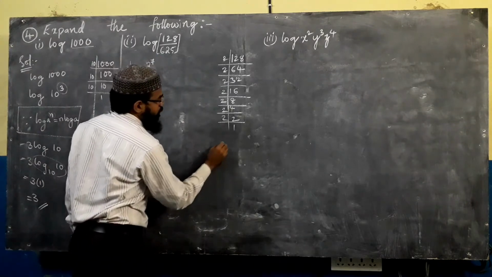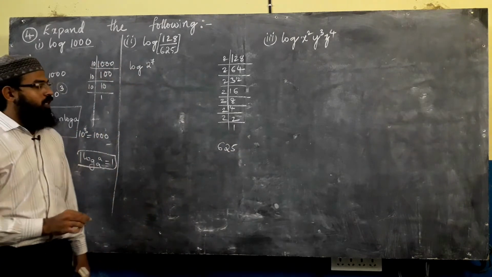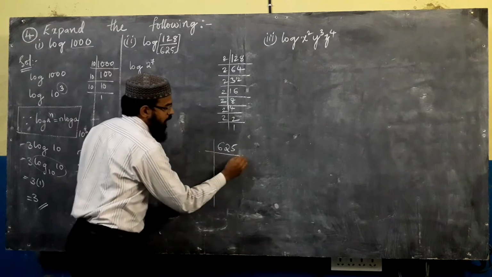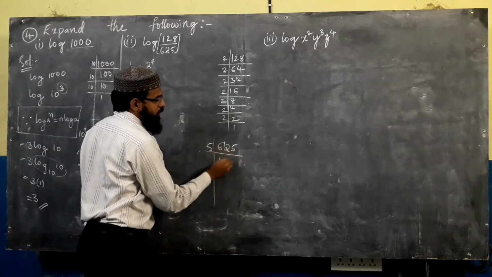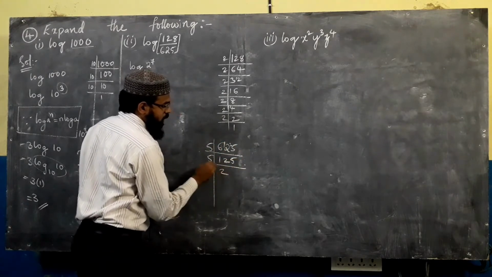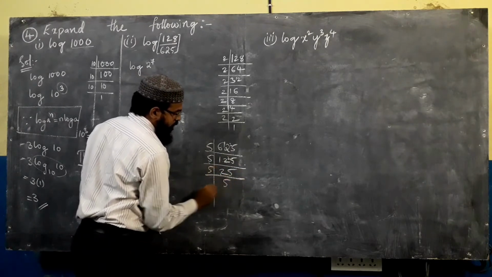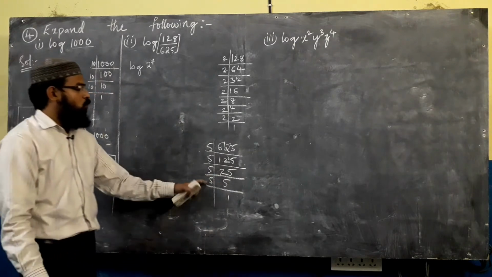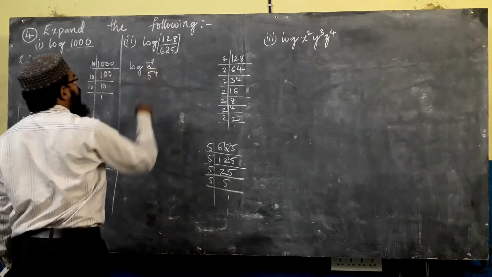For 625, as the last digit is 5, we can take out the factors with 5 table. 5 ones are 5, 5 2's are 10, 5 5's are 25, 5 5's are 25, 5 1's are 5. So how many 5 we have got? 1, 2, 3, 4. 5 to the power of 4.